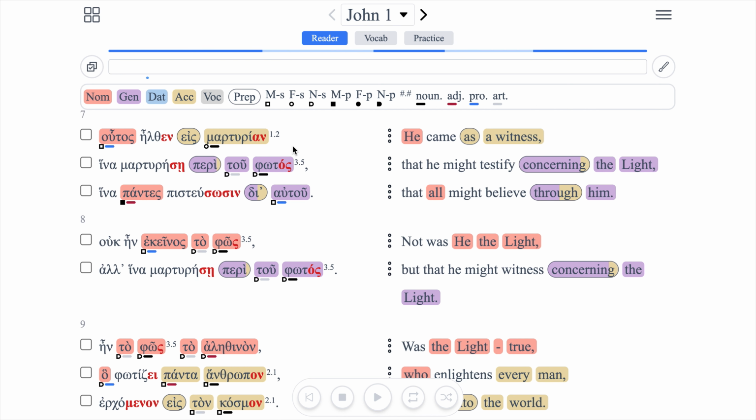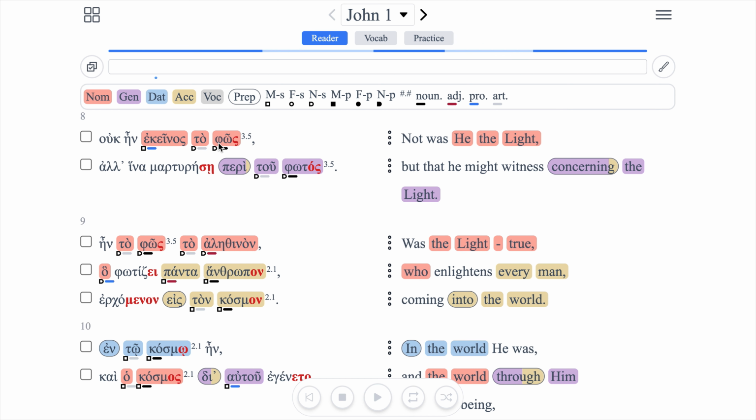In the first phrase of 7, there's nothing surprising there, but you might be surprised that there's no subject in the second phrase. There's no explicit subject, but the verb martirisi means he might testify, or she might testify, or it might testify. So from the context and the verb's ending, it's understood that the subject is he. And then we have the genitive after the preposition, and then we have another nominative subject and a preposition.